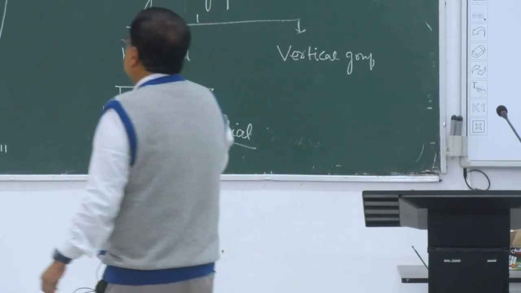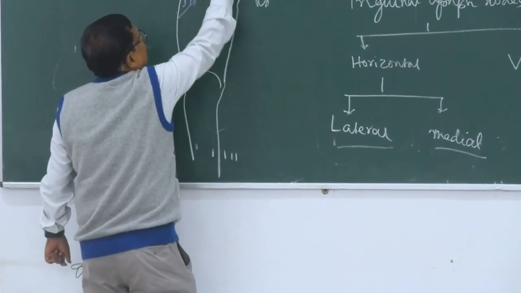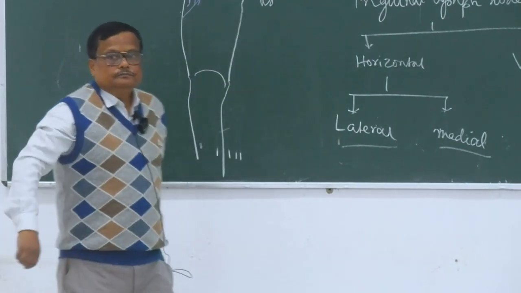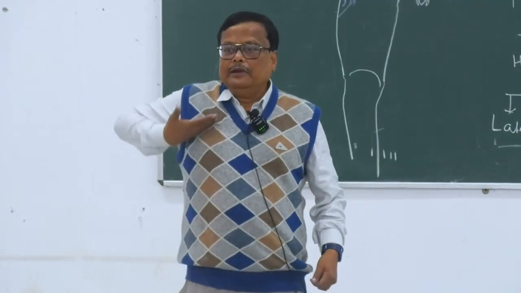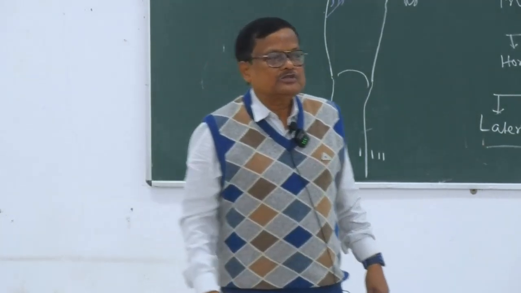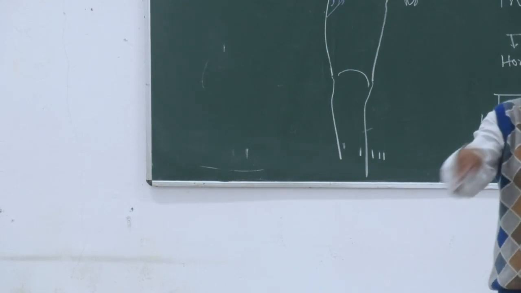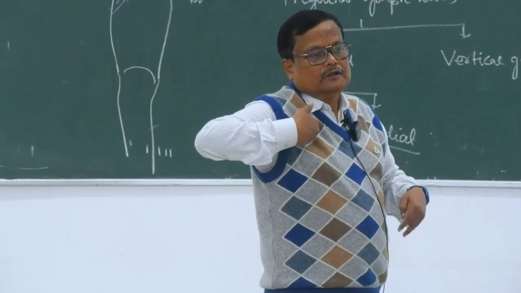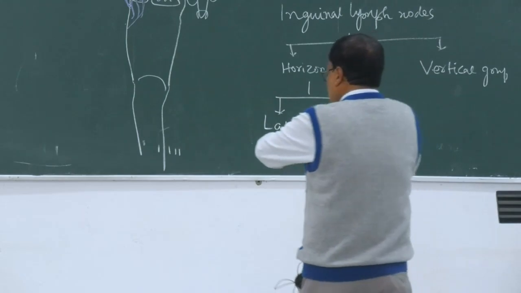It takes lymph. Afferent lymphatics comes from the below the umbilicus. Above the umbilicus where does it go? Axillary. So umbilicus, level of the umbilicus is known as the watershed line.